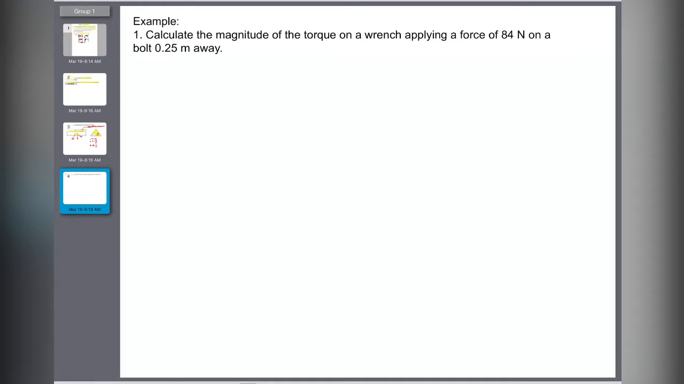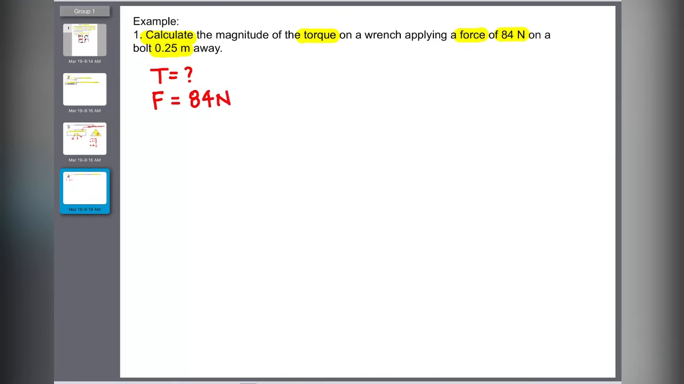The key thing that I really need you to do is recognize the unit. Calculate the magnitude of torque. They want you to find torque. Torque is your unknown. On a wrench, applying a force of 84 newtons at 0.25 meters away. They asked me to find torque, so T is my question mark. And they tell me the force, meaning capital F, is 84.